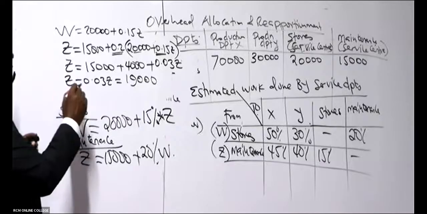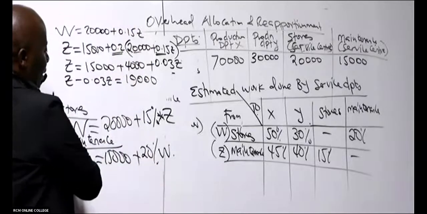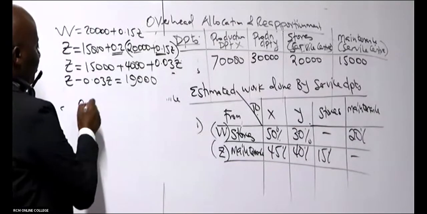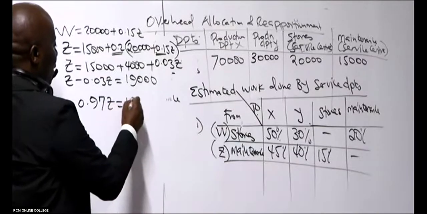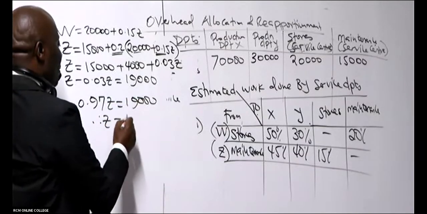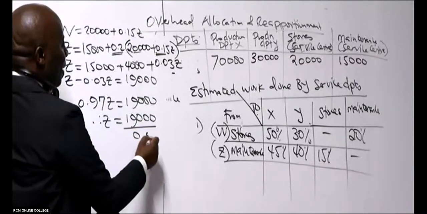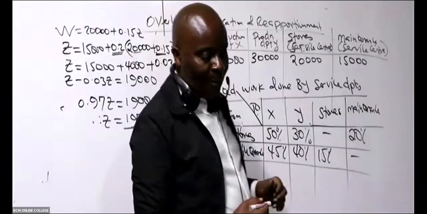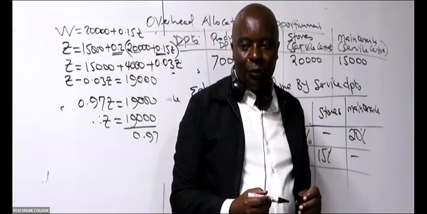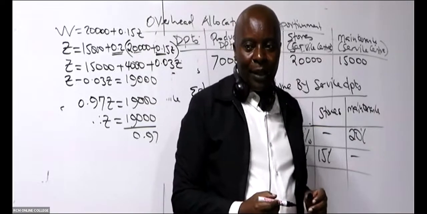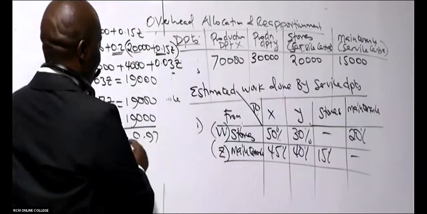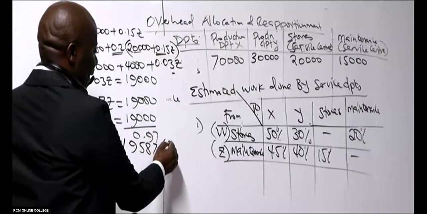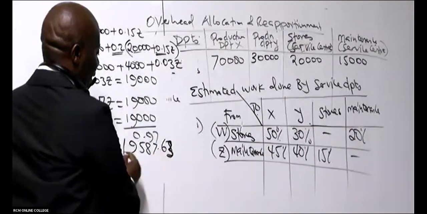So then Z minus 0.03 Z gives me what here? 0.97. Thank you very much. So 0.97 Z equals 19,000, implying that Z will be 19,000 divided by 0.97, my good students. 19,000 divided by 0.97, this will end up giving me what figure? 19,587.63. Thank you so much.